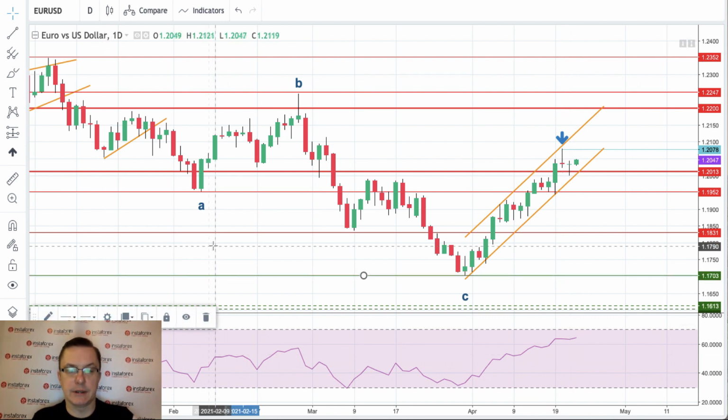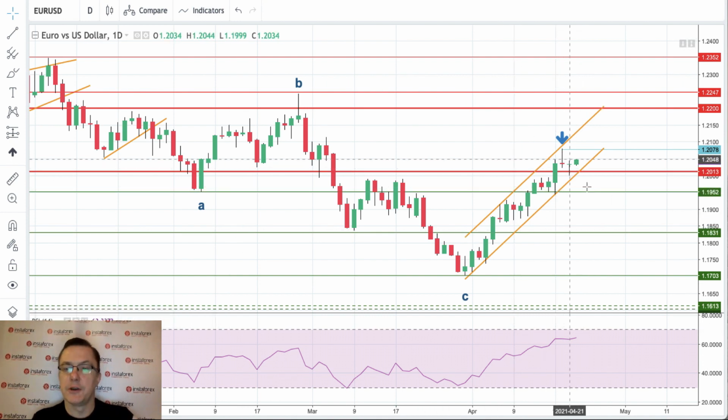So those are the technical support levels for the bulls. So please keep an eye on them. All of them are now of course green, so we can keep them, color change. So that's the outlook for the euro to the dollar.